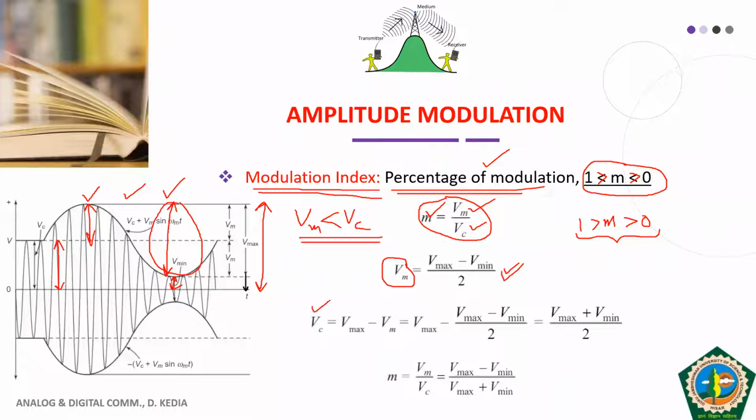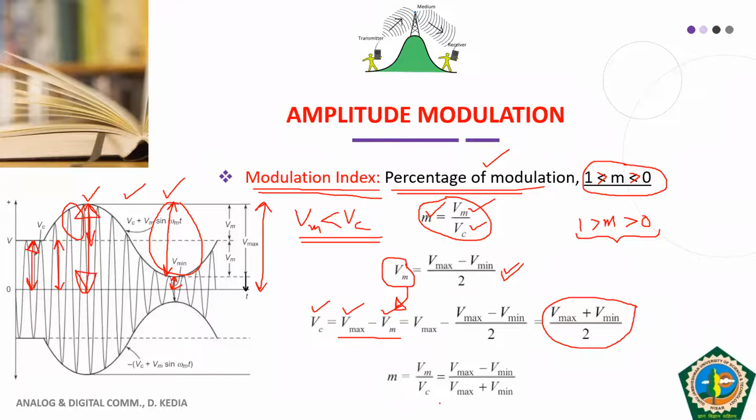Similarly, now we need to find out the value of Vc. What is Vc? If you look at the graph carefully, this is Vc. And how do we get this value? From the 0 line to the maximum value of the amplitude, this is Vmax. From Vmax, we subtract this Vm, the amplitude of the modulating signal, and then we substitute this value of Vm here. So we get Vc is equal to (Vmax plus Vmin) by 2.